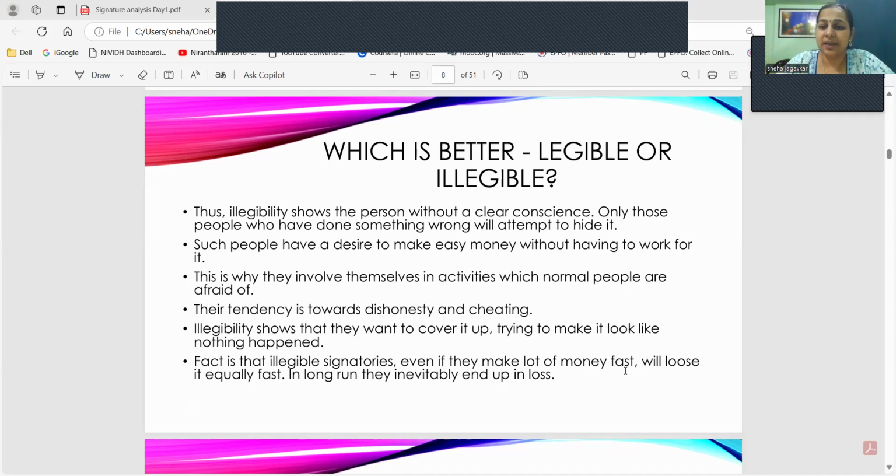These people do not understand that the money that has come fast to you will be lost quite easily, in a very fast way. Just the way you received it fast, it's going to vanish fast too. Now, these kind of people are more involved in activities which they do not want other people to know. So they are basically dishonest and prefer cheating people.